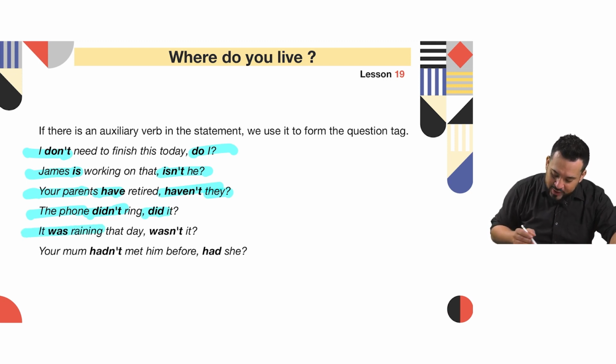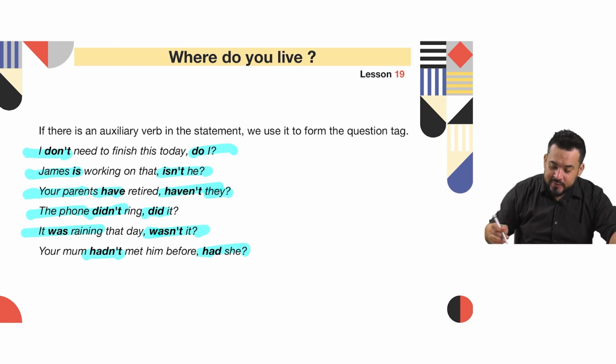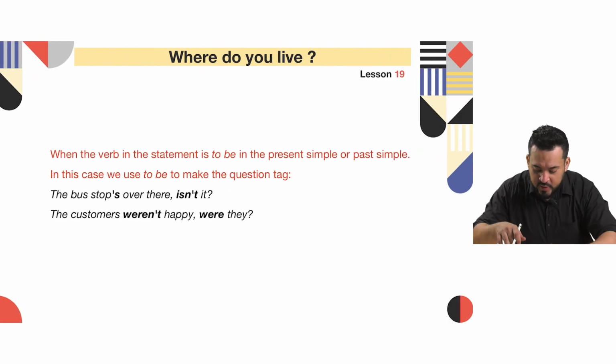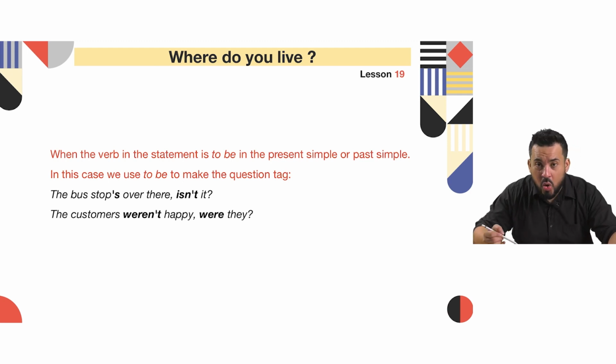It was raining, wasn't it? Your mom hadn't met him, had she? Your mom, she, hadn't, had. All right, see, you are getting better already. The bus stops over there, isn't it? The customers weren't happy, were they?